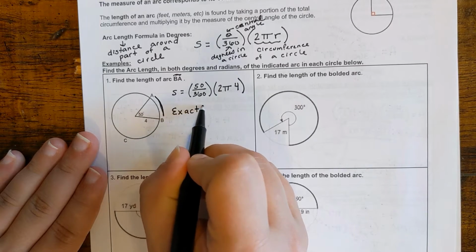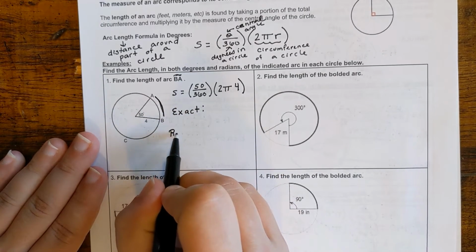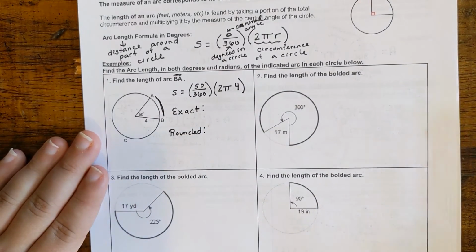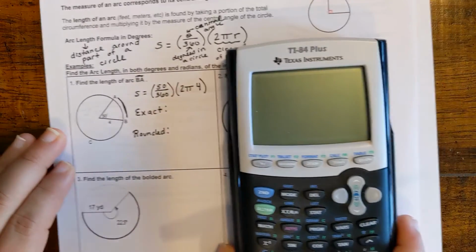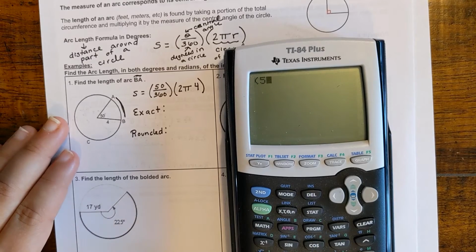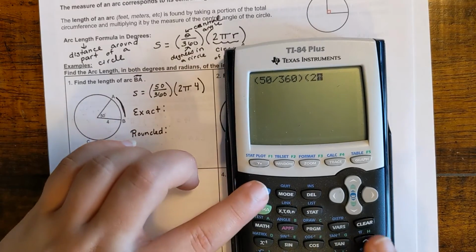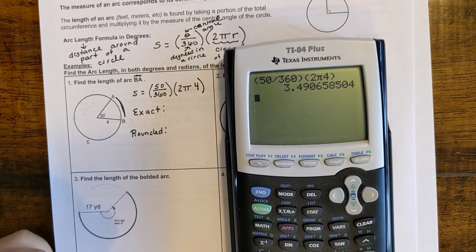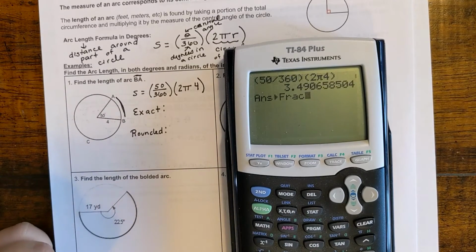So just like for area of a sector, I'm going to want exact and rounded answers. So for exact, we're going to type in everything except pi. So parentheses 50 divided by 360, parentheses 2 pi 4. Again, we're getting a decimal. Remember, for exact answers, we don't want decimals. They're not exact. So I'm going to make that a fraction.